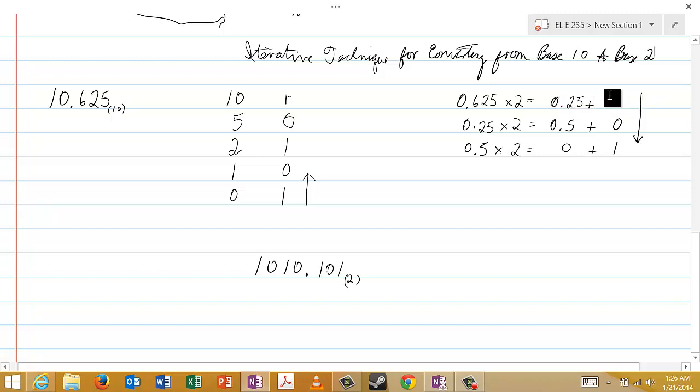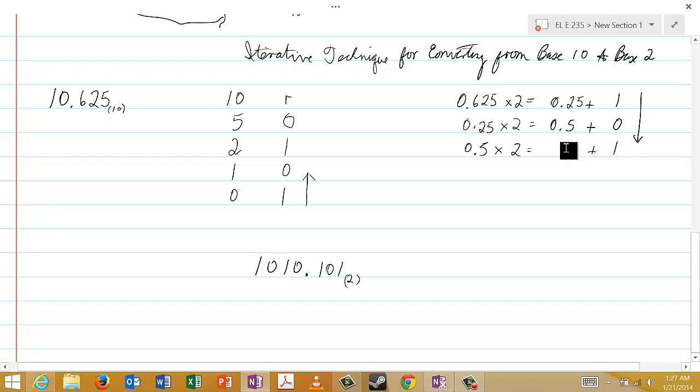Now the 1 I'm just going to keep to the side, but the 0.25 I'll carry down to the next line. 0.25 times 2 would be 0.5. So I'll write down the whole number part 0, and then the 0.5 here. And then one last step, if I take this 0.5 down here and again multiply by 2, this time I'll get 1.0, so the whole number part is 1, the fractional part is 0.